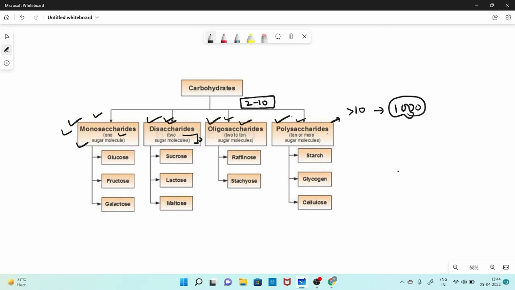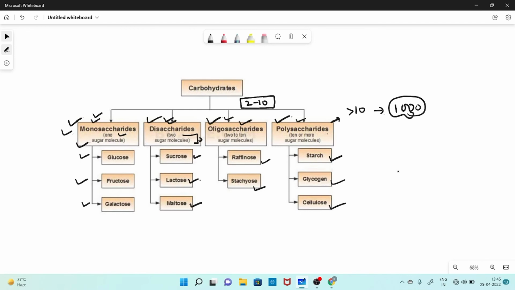Right? These are the examples. For monosaccharides, the basic units of sugar are glucose, fructose, and galactose. In the case of disaccharides, they are sucrose, lactose, and maltose. For oligosaccharides, we have raffinose and stachyose. For polysaccharides, we know starch, glycogen, and cellulose. So these are the categories of carbohydrates.